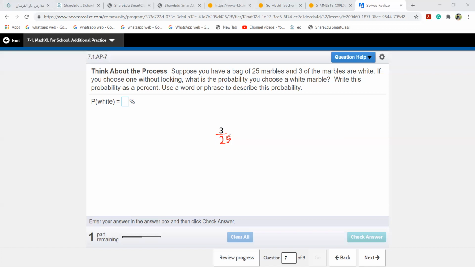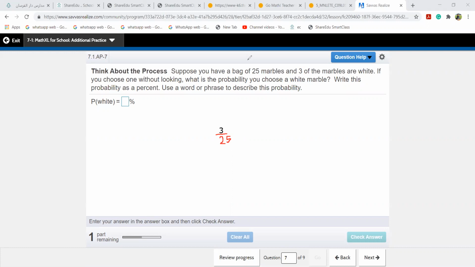Girls, you have a bag of marbles, 25 in total. You're picking up. How many white marbles can you get at maximum? Only 3, because there are only 3 inside. That's why for probability you write the white marbles in the numerator and all marbles in the denominator. So what is 3 over 25, Judy? 3 divided by 25. What is the answer? 0.12.